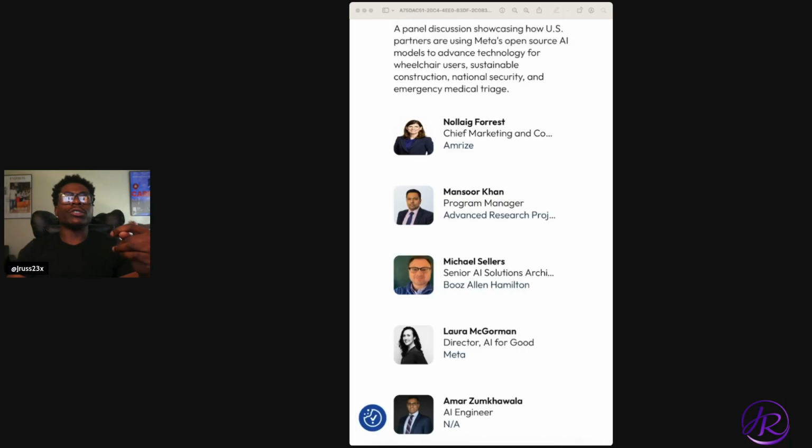So I went to a room with Meta. The first room I went to was hosted by Meta. They had a few different people at the event that I'm going to show you all. This is the first room I went to: a panel discussion showcasing how U.S. partners are using Meta's open source AI models to advance technology for wheelchair users, sustainable construction, national security, and emergency medical triage.